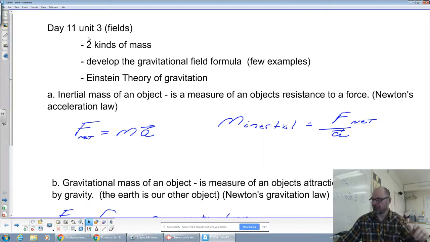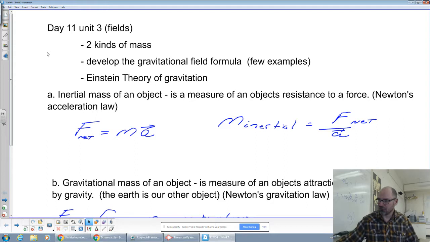Okay, so it's day 11, and we're in Unit 3, fields. We're going to look at two kinds of masses. We're going to develop the gravitational field formula and do a few examples of that. And then we're going to look at Einstein's theory of gravitation. That's our general idea today.